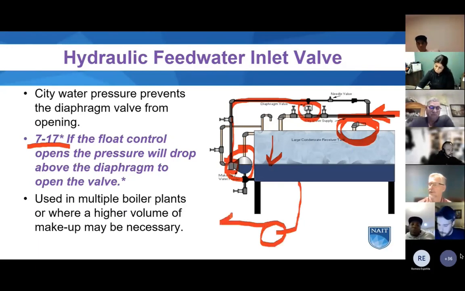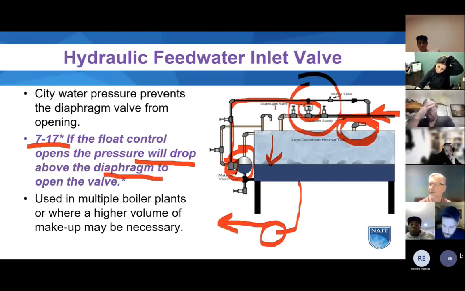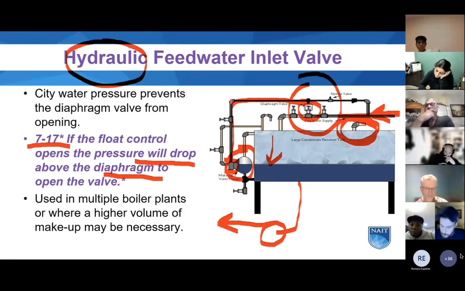Got a pump, and we got water going to our boilers, boiler feed water. Flow control opens, the pressure will drop and cause the diaphragm valve, this one here, diaphragm or hydraulic type feed water inlet valve.